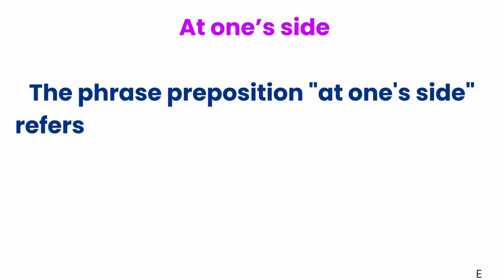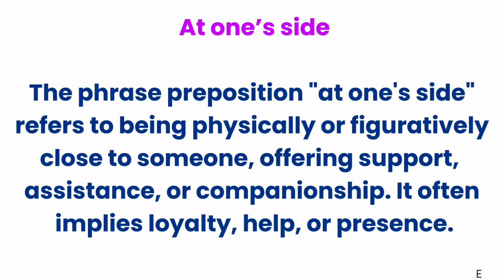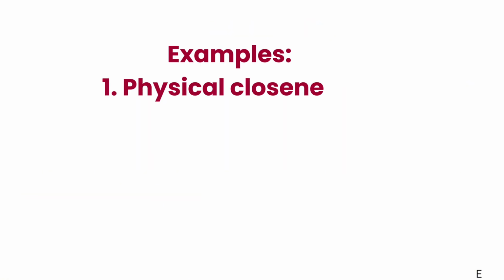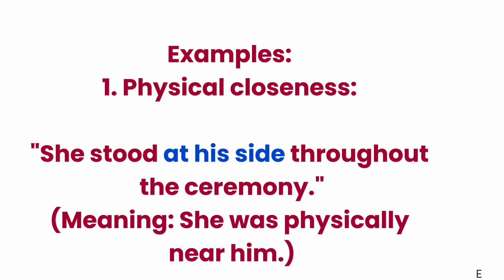At one side. The phrase preposition at one side refers to being physically or figuratively close to someone, offering support, assistance, or companionship. It often implies loyalty, help, or presence. Examples. 1. Physical closeness. She stood at his side throughout the ceremony. Meaning, she was physically near him.